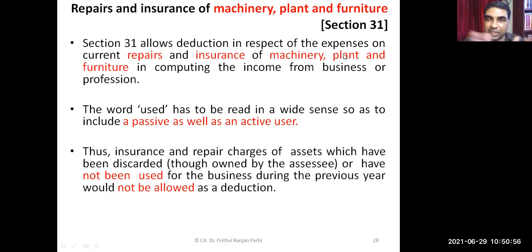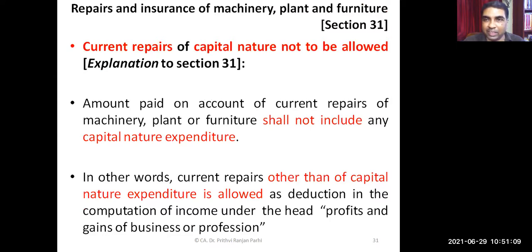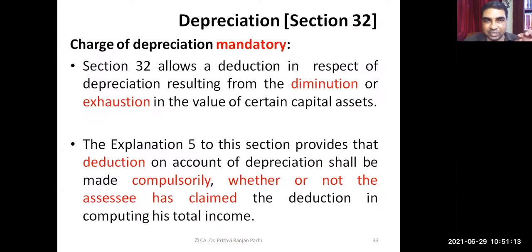So certain expenditure can be claimed under section 30. Certain expenditure can be claimed under section 31. Of course, there is one residual section also, section 37. Many expenditures can be claimed under that section. This is how we have already covered sections 30 and 31. Today, we will be dealing with section 32, which is about depreciation. First, friends, let me show you what the related sections are.